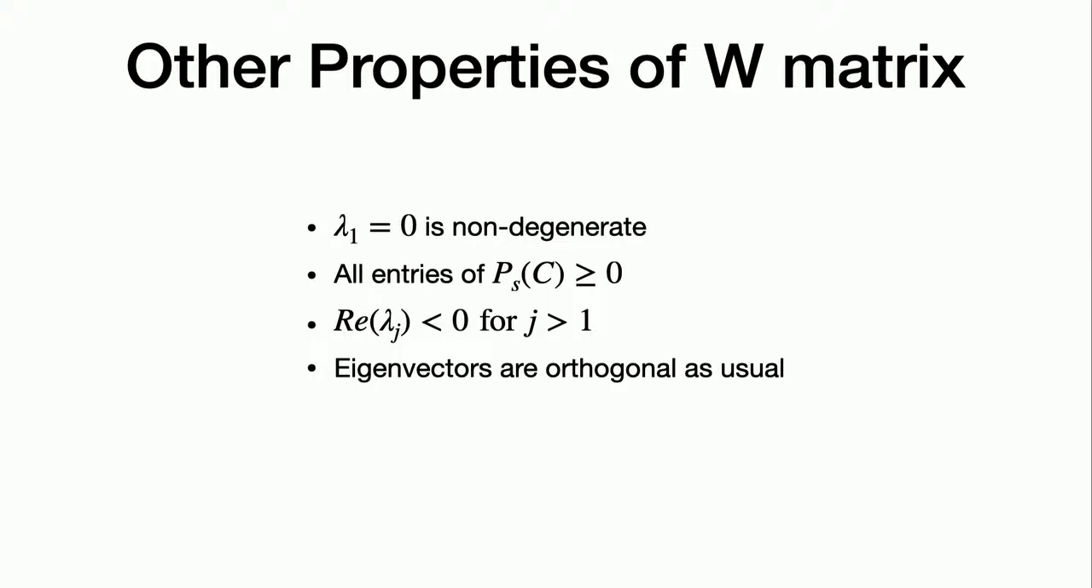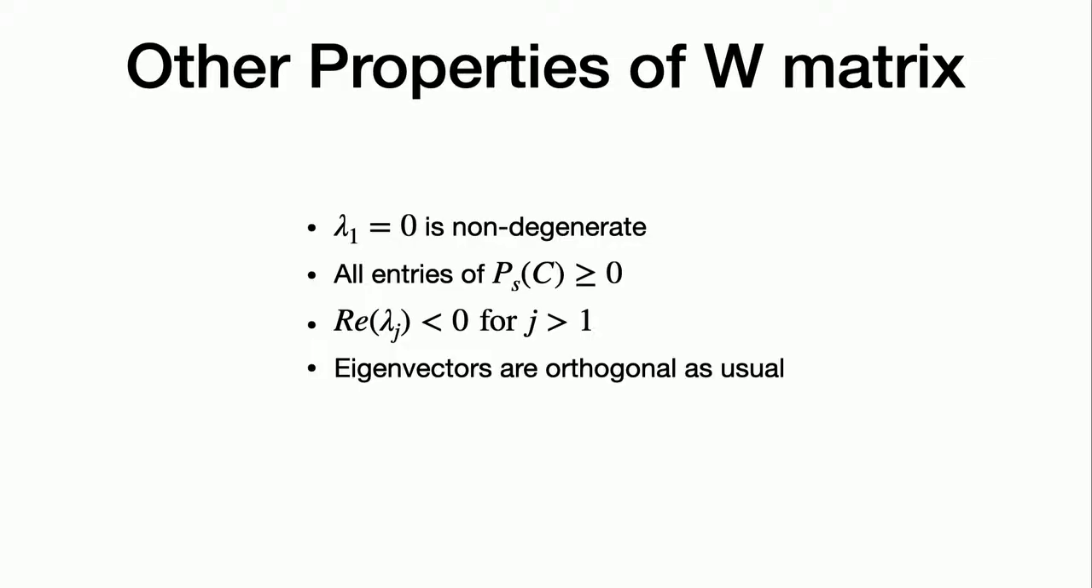Now, some statements I will make. We cannot show these statements. The first statement is that lambda 1 equal to 0 is non-degenerate. All entries of the right eigenvector are positive. All the other eigenvalues are negative. The real part is negative. So the largest eigenvalue is 0. Okay, and the eigenvectors are orthogonal.